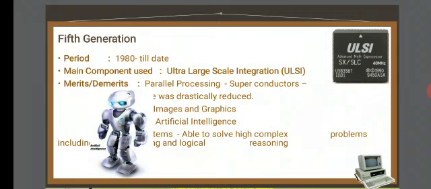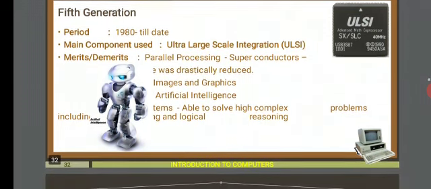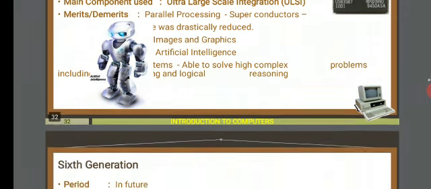Artificial intelligence means robots; robots were introduced in this fifth generation period. The machine which works like a human is called artificial intelligence. Robotics is a machine but it works like a human, so we call it artificial intelligence. Even very complex programs can be solved using these computers or machines. So that is the fifth generation.